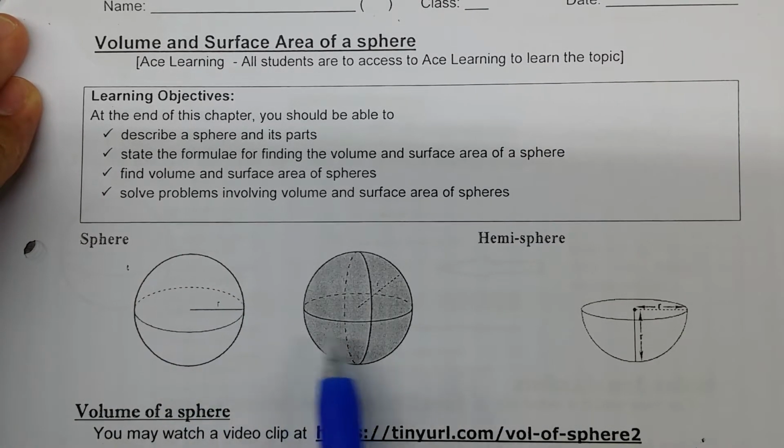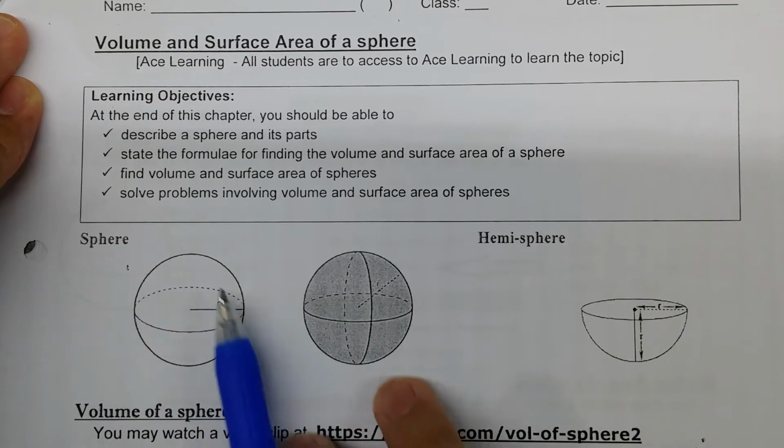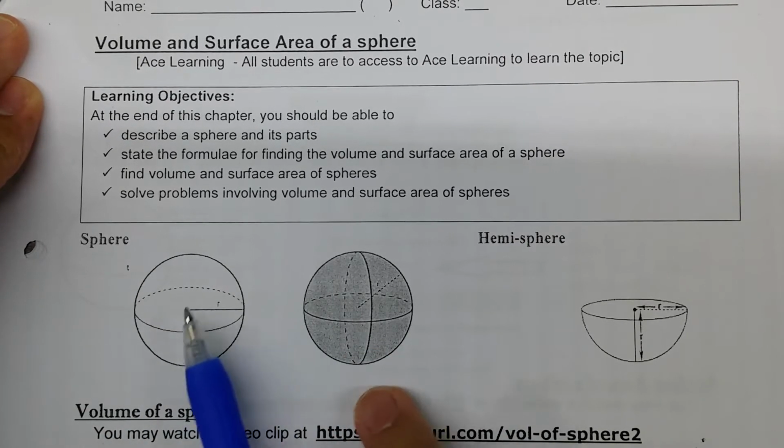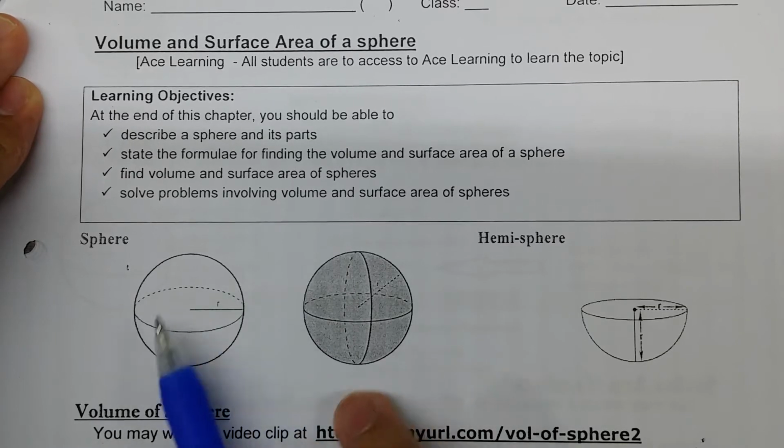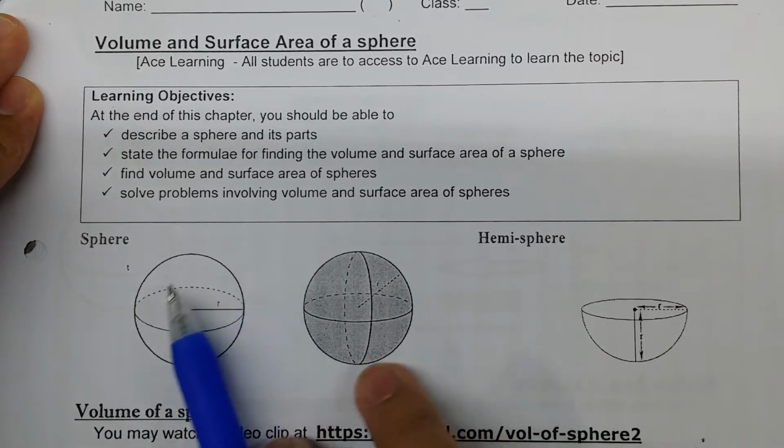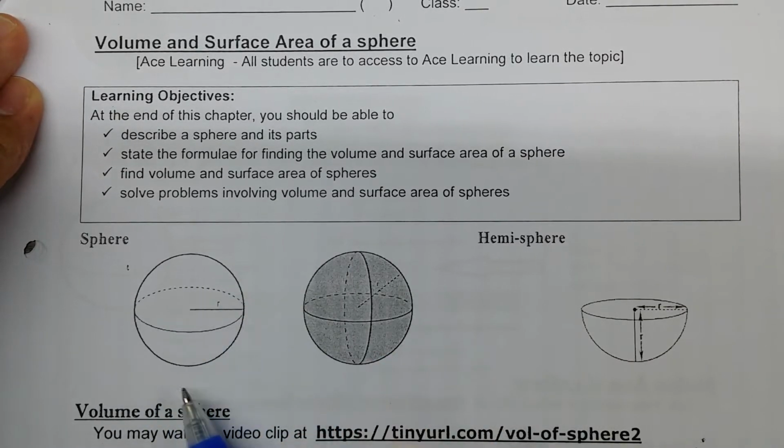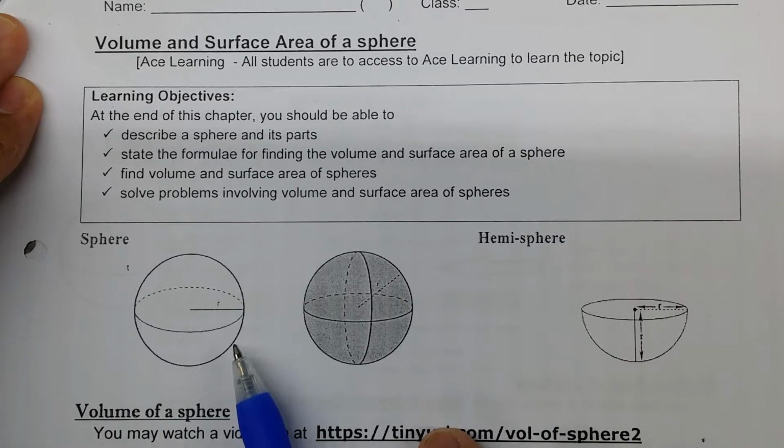These two are actually spheres. You can imagine a globe, an earth. You can imagine a football, a soccer ball. You can imagine a bowling ball, or you can simply imagine a watermelon.